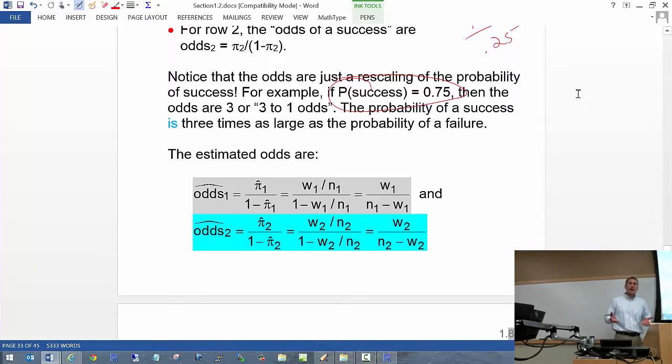How do we estimate odds? Well, we do what you might expect. Just put hats on the probability of successes. So the estimated odds of a success for group 1 is just simply pi hat 1 divided by 1 minus pi hat 1. And if you put what the pi hats are in terms of counts, you end up with the number of successes divided by the number of failures as the estimated odds of success.